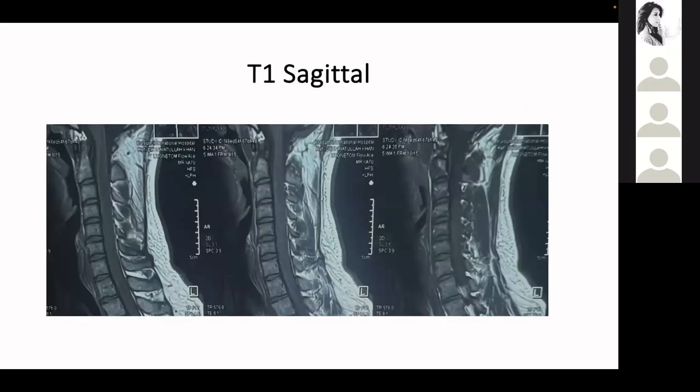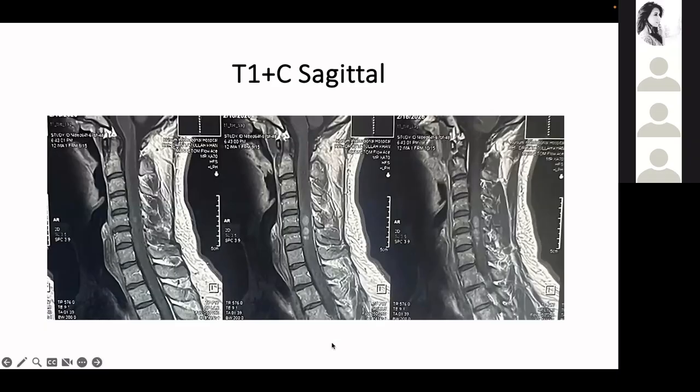Next. So on T1, we can see again the lesion appears iso-intense and we see a little bit of expansion of the cord and edema extending upwards as well as below the lesion. Next image. On post-contrast, the lesion is showing heterogeneous enhancement with lobulations, and it is eccentric with significant edema above and below this level.